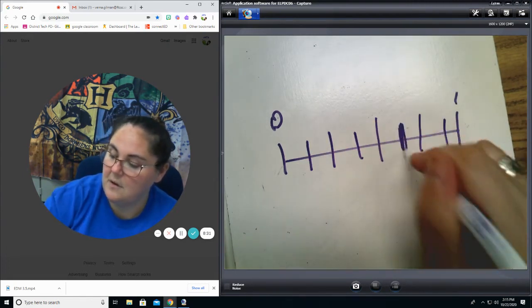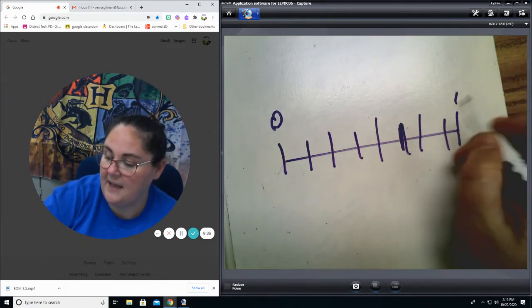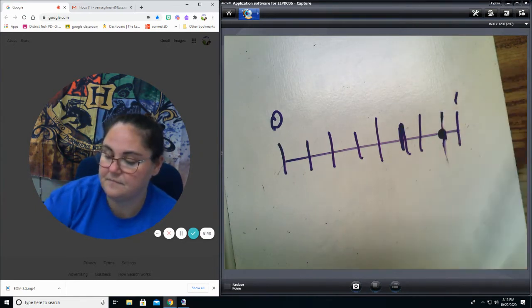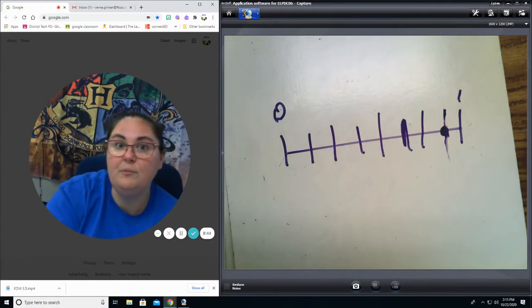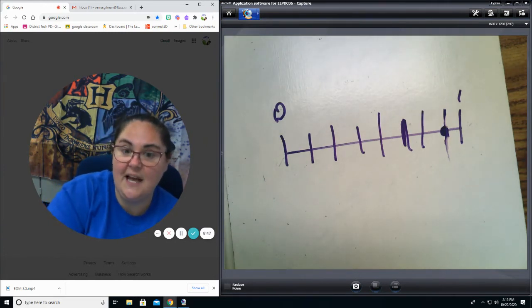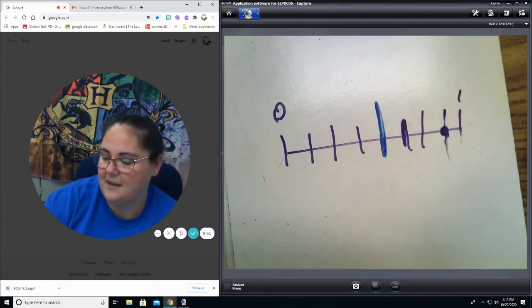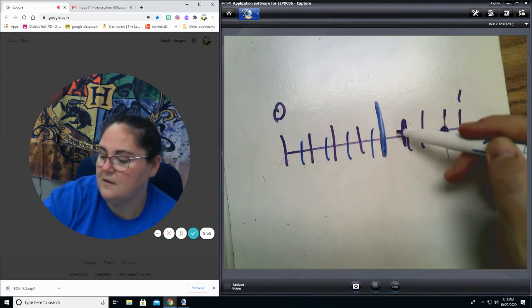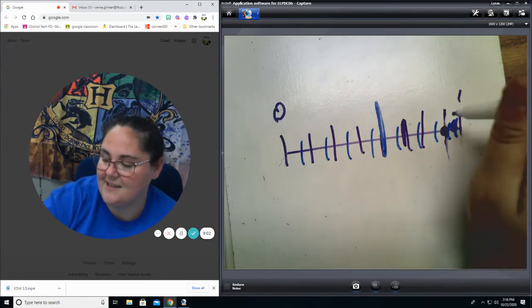There's eighths. So 1, 2, 3, 4, 5, 6, 7 eighths. So here's 7/8, right? Now I'm going to use my blue marker and separate it into tenths. So this is still half. Okay. Then we're going to go 1, 2, 3, 4. This right here would be 9/10.